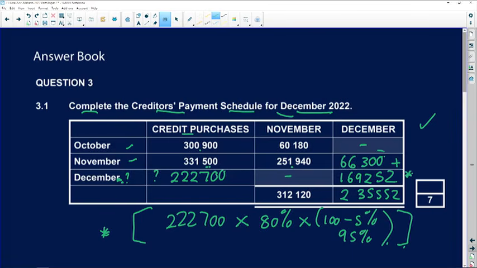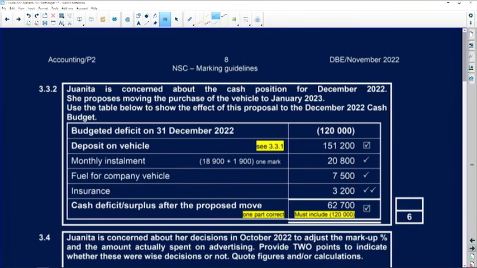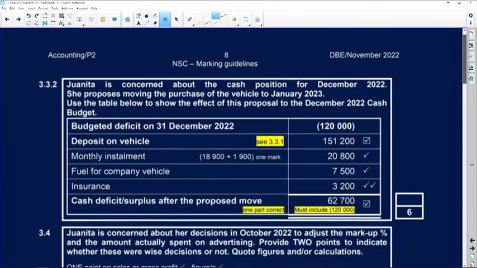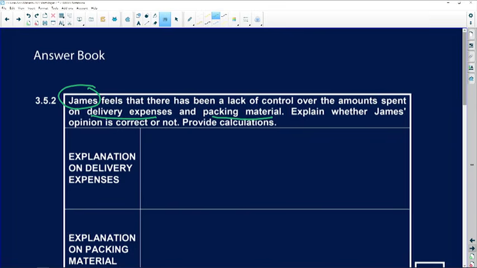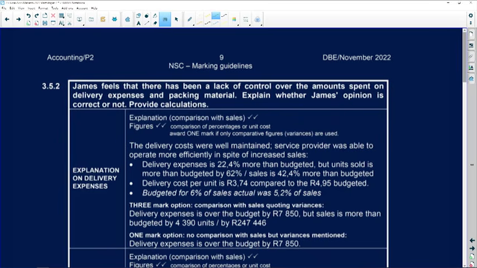Okay, so let's look at our memo just to make sure that we haven't left anything out. It should be on the next page. Right, there we go. So the delivery costs were well maintained. Service providers were able to operate more efficiently in spite of increased sales. The delivery expense is 22.4% more than budgeted, but the units sold is more than budgeted by 62%.